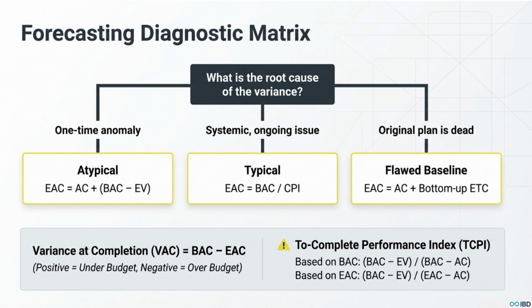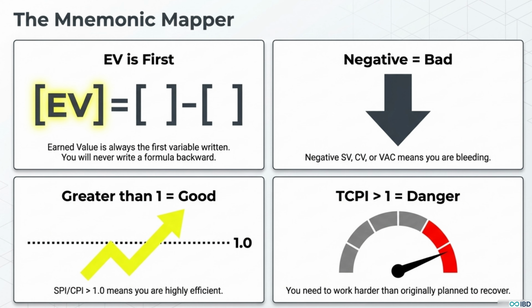Look, on the exam, speed and confidence are everything. You need some mental shortcuts, some brain hacks to keep you moving. So let's lock in these 4 right now. First one, EV is first. Just look at your main formulas. Earned value, EV, always comes first. That simple rule will stop you from ever mixing them up under pressure. Easy enough, right? Next, negative equals bad. If you calculate a variance and it's a negative number, stop. You're bleeding time or you're bleeding money. It's a universal uh-oh sign. Then we have greater than 1 equals good. For your indices, CPI and SPI, anything over 1.0 means you're rocking it, you're performing efficiently.